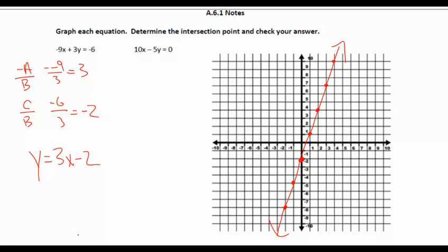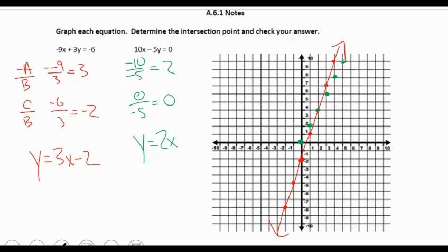So we've got 10x minus 5y equals 0. My slope would be negative 10 over negative 5, negative a over b. So that would just be 2. My y-intercept would be 0 over negative 5, which is just 0. So my equation is y equals 2x. I could put a plus 0, but I don't need to. So my y-intercept is 0, so I put a point at 0. My slope is 2. So that's up 2, right 1, up 2, right 1.